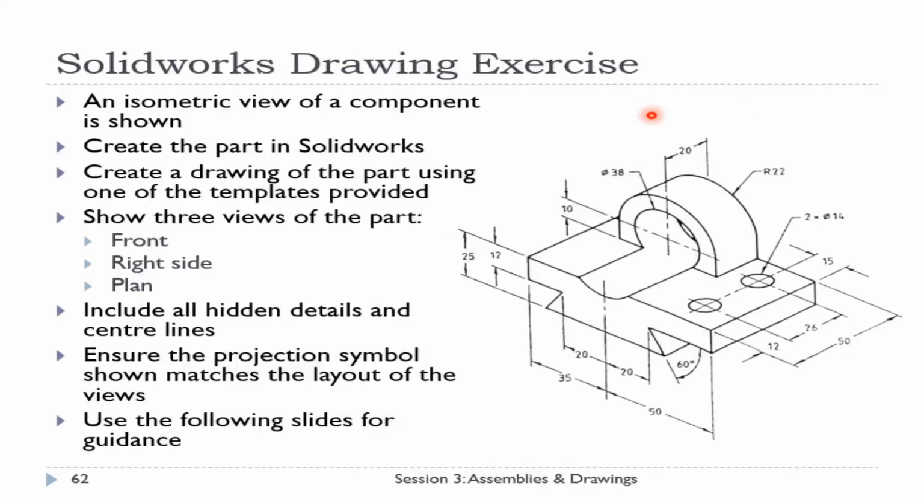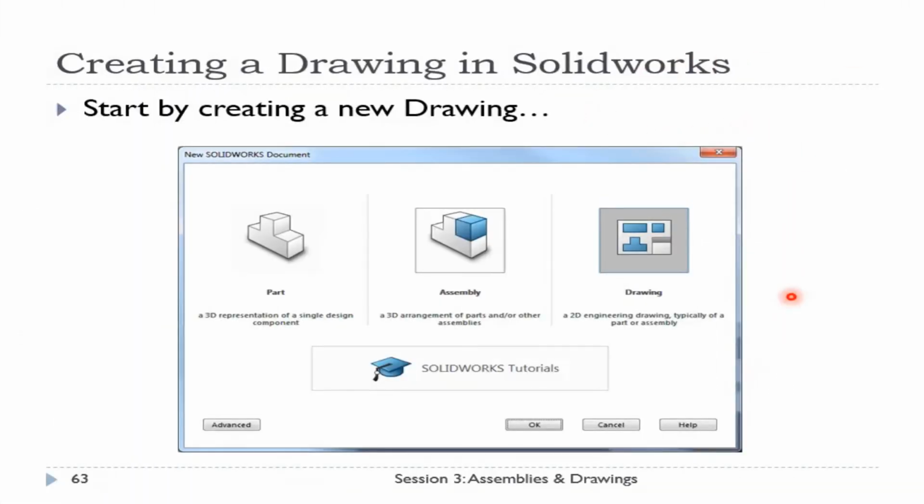So you must create this part in SolidWorks as 3D, and then we will create a drawing of this part using one of the templates provided. So you can find first angle and third angle templates on Moodle. What we are going to be doing is inserting three main views of the part. So we will insert front view, right side, and plan view. And then we will include all hidden details and central lines. We will ensure that the projection symbol shown matches the layout of the views. And we also have the following slides for additional guidance.